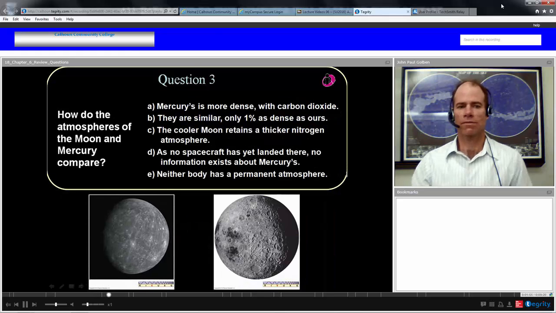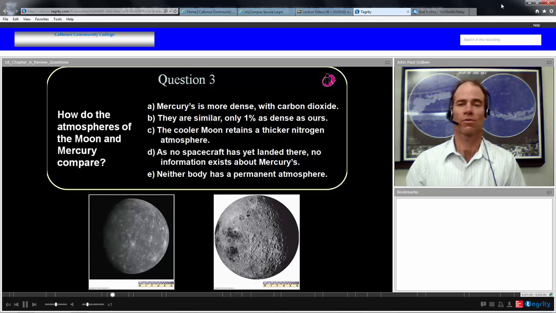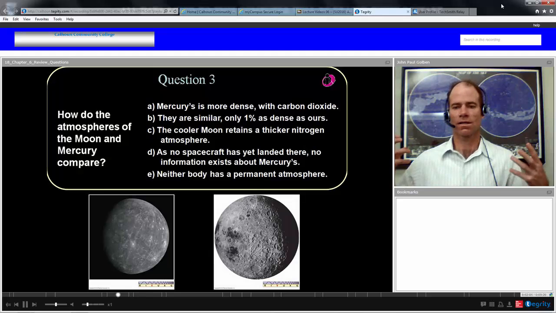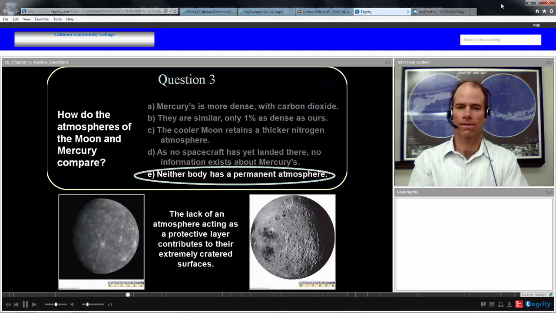How do the atmospheres of the moon and Mercury compare? Well, neither one has an atmosphere, and that's one reason why their surfaces are so heavily cratered, because the objects coming in don't burn up in the atmosphere, they just hit the surface. So neither one has a permanent atmosphere at all.